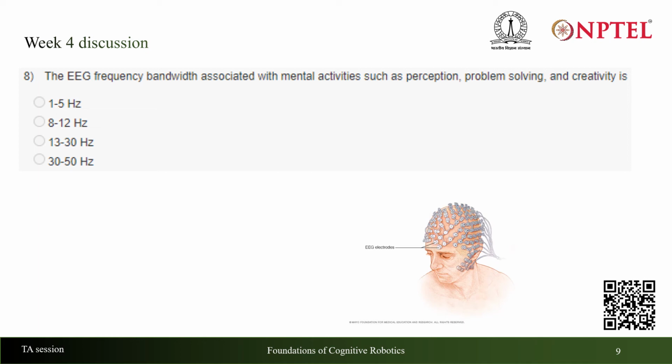Coming to question 8, the EEG frequency bandwidth associated with mental activities such as perception, problem solving, and creativity is, so the range of frequency that corresponds to such activities, whether it's 1 to 5 Hz, 8 to 12 Hz, 13 to 30 Hz, or 30 to 50 Hz. So in EEG, a bunch of electrodes are placed on the scalp of a test subject, and these electrodes receive signals from the activities of neurons in the brain, and those signals are studied. So they are asking what is the typical frequency of the signals received. So the right answer for this question is 30 to 50 Hertz.